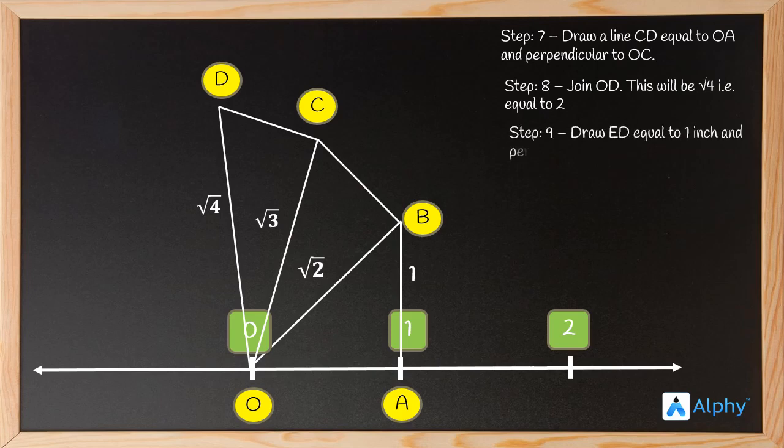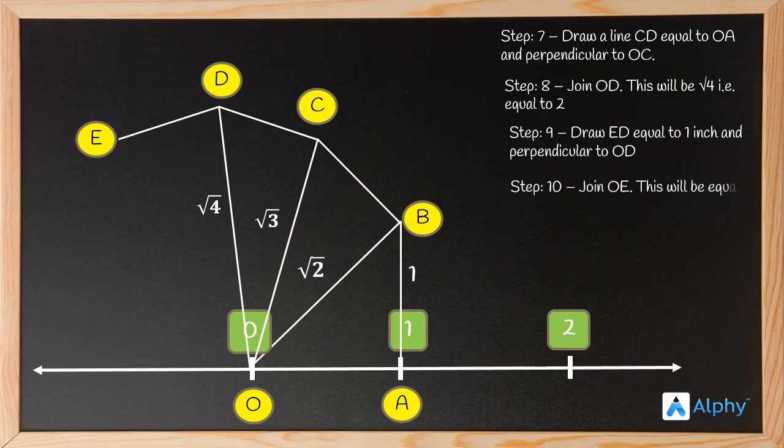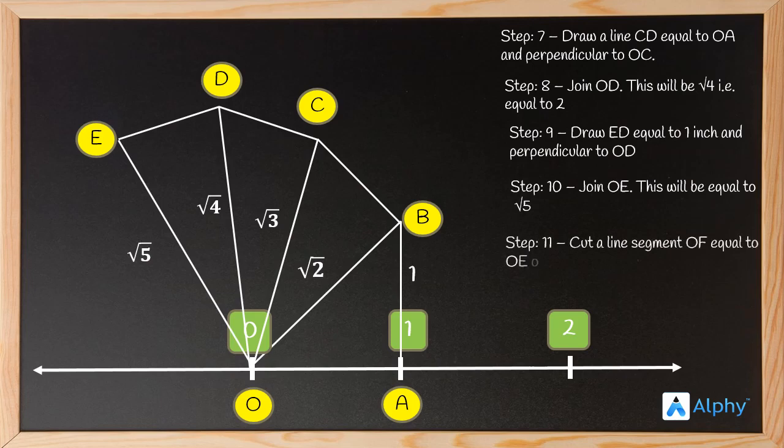Step 9 says draw ED equal to 1 inch and perpendicular to OD. So again, to OD, draw a perpendicular, name it ED, and the length remains 1 unit. Now step 10 says join OE. This will be equal to root 5. So join this OE and you obtain the length root 5. Now the final step is to cut a line segment OF equal to OE on the number line. This line segment OF will be equal to root 5.